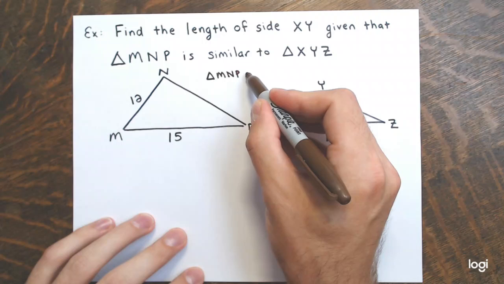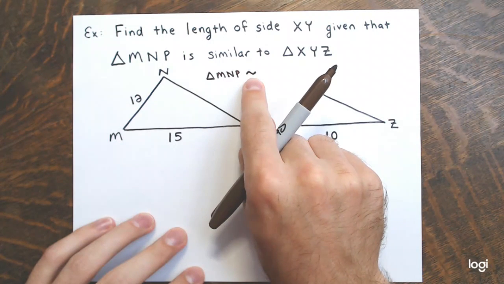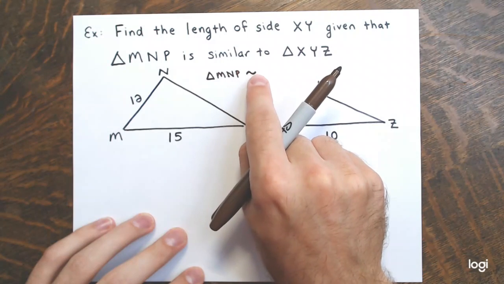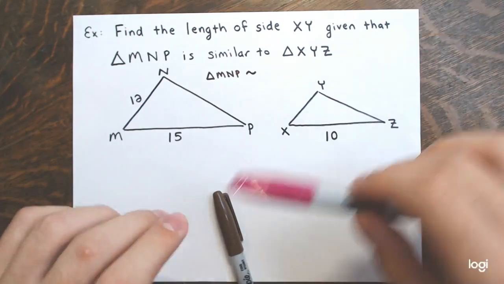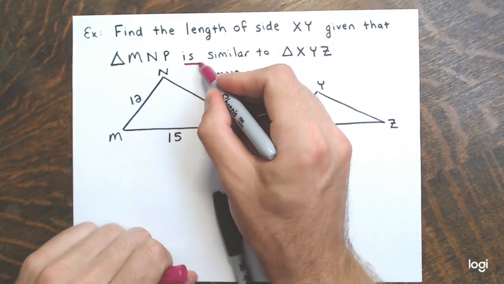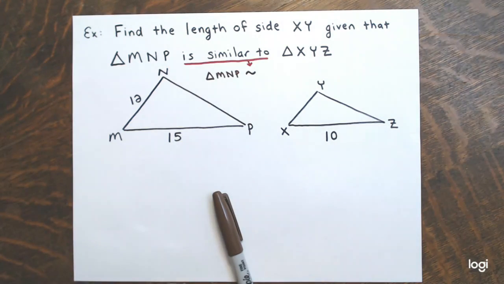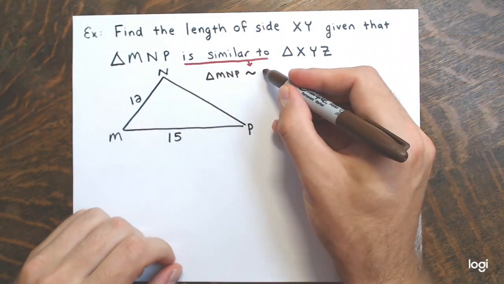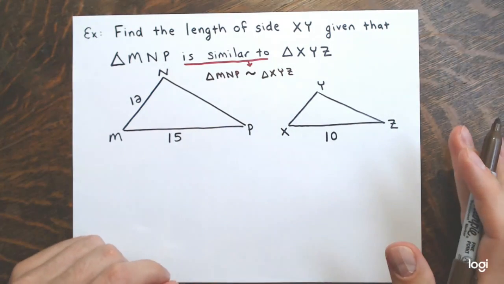is similar to, in some text you're going to see this little tilde symbol, little wavy thing. That symbol there means is similar to. Okay, that little tilde symbol. And then triangle XYZ. And what does that mean?